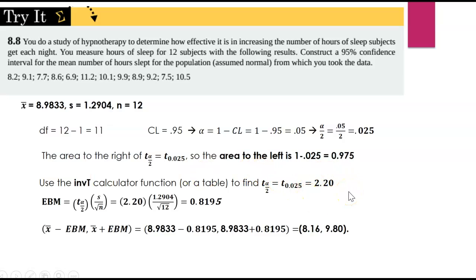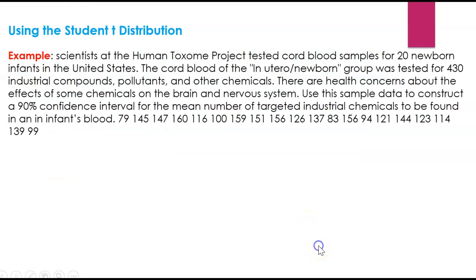If you do not have a TI-84 calculator and you need to use the t-table that I've included in the materials for this week, then you'll need to use the value for the right, 0.025, and you'll see that as a column header on the table, and then the degrees of freedom down the left-hand side. The error bound for the mean is going to be 0.8195, and then your confidence interval by using the mean will be 8.16 to 9.80.